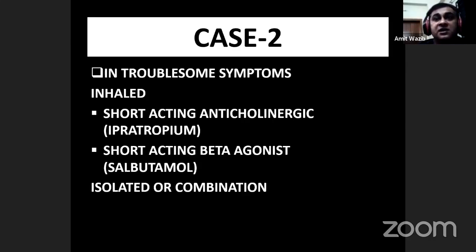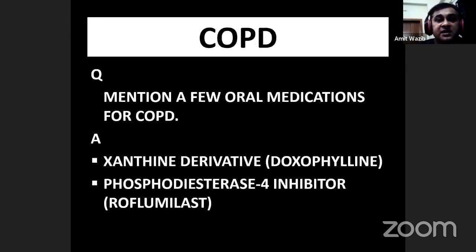Of course, there are a few oral medications like xanthine derivatives, and the current choice of such group is doxycycline, and phosphodiesterase 4 inhibitor, that is roflumilast. So these two agents can also be used if required in COPD patients, but these are oral agents. But it is always preferable to use the inhaled agents, because inhaled agents directly act on the respiratory system with minimum side effects.